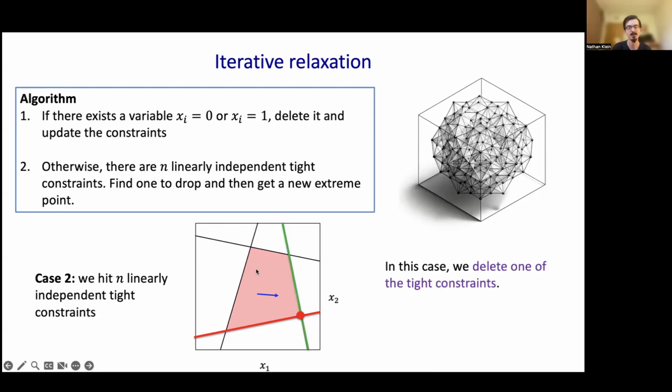So I'm going to remove this green one. And then we'll continue optimizing. And then again, we'll hit step 1. And then maybe we'll drop more constraints and keep going. And in this way, we're eventually going to produce an integer point of cost no greater than the initial one.